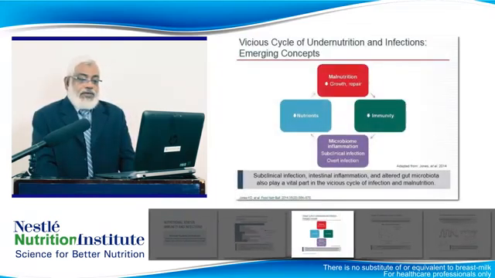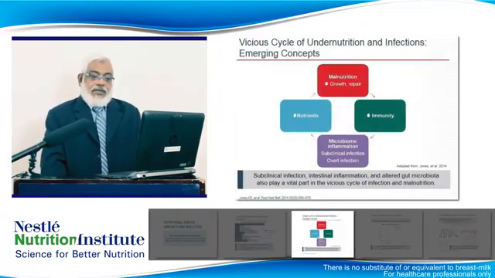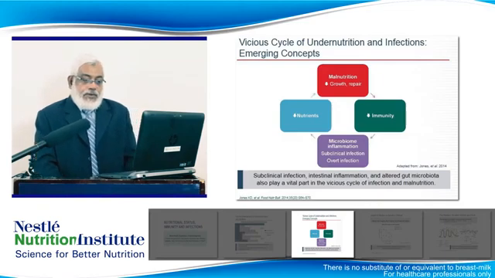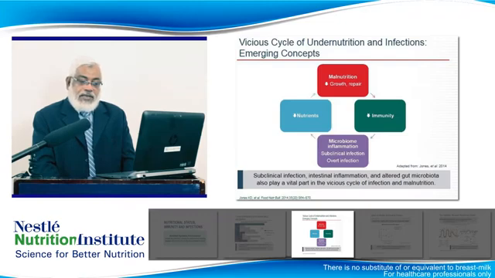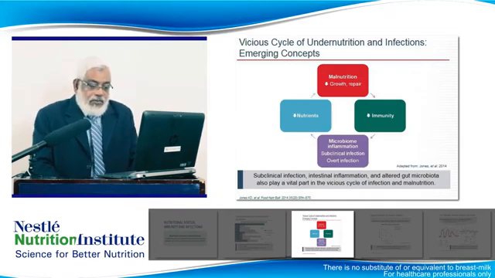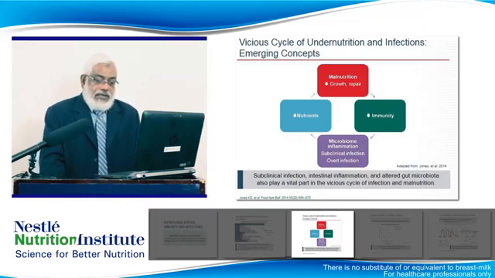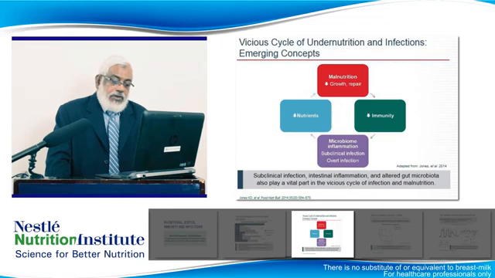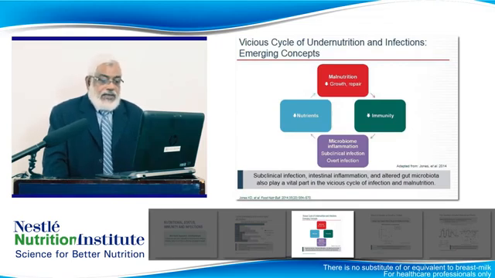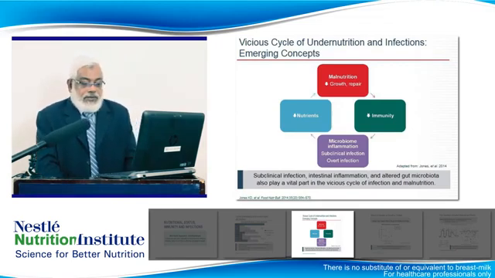Vicious cycle of undernutrition and infection. Emerging concepts. Malnutrition causes poor growth and repair. Again, it causes decreased immunity, and decreased immunity causes microbiome inflammation, subclinical infection, overt infection, and again it leads to decreased nutrients, and it again causes malnutrition.